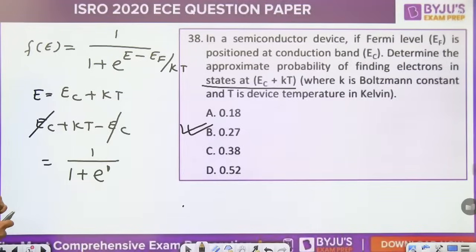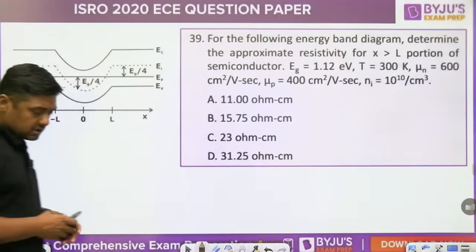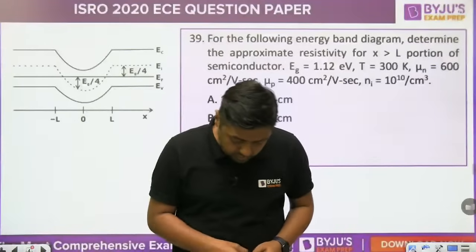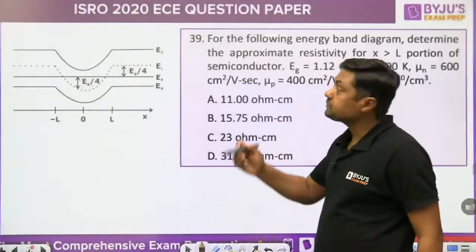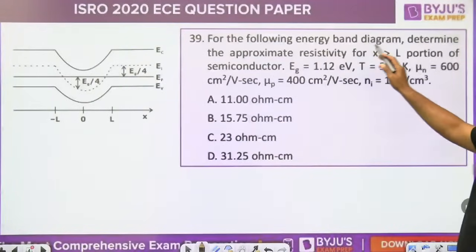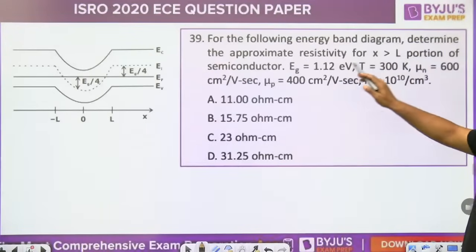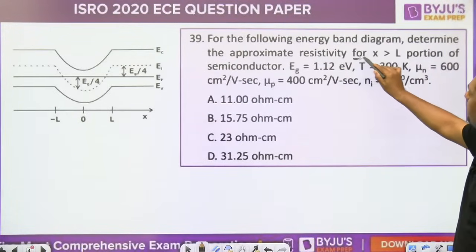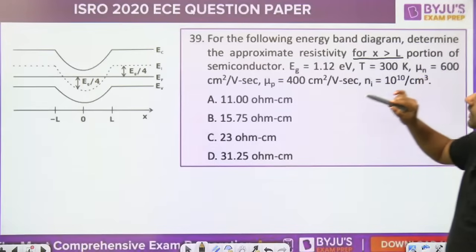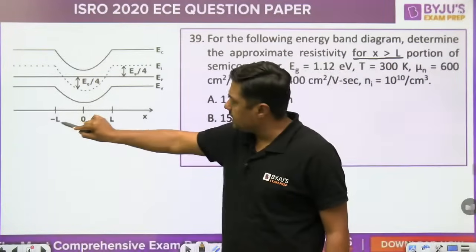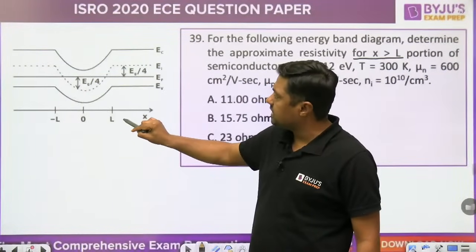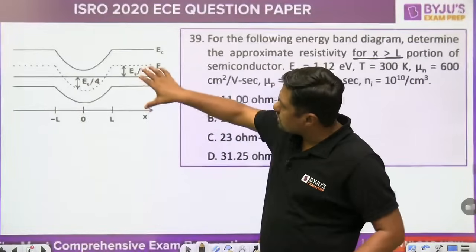Now the second one. Again, that is a question on the energy band diagram. Tell me what the answer is. For the following energy band diagram, determine the approximate resistivity. This is a very important one. X greater than L, X is equal to 0, and X greater than L. Now watch this portion only.